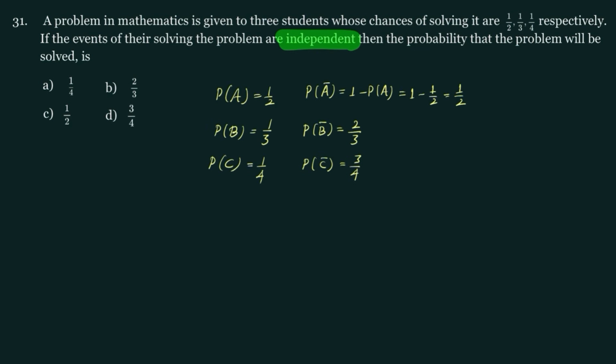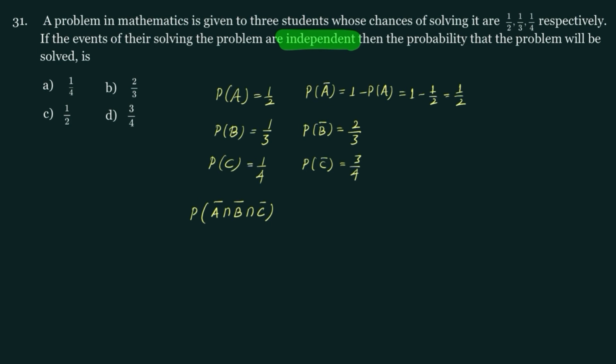Now, we need to find the probability that the problem will get solved. So first we will find the probability that the problem is not solved. Okay, so the problem is not solved if the first student will not solve the problem, and the second student will also not solve the problem, and the third student will also not solve the problem. This is the probability that the problem will not get solved.